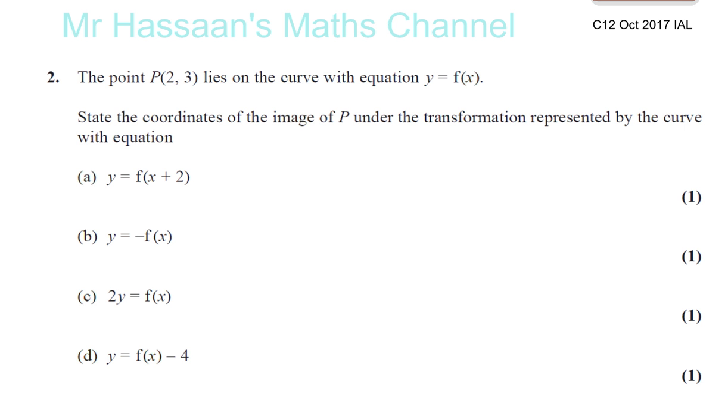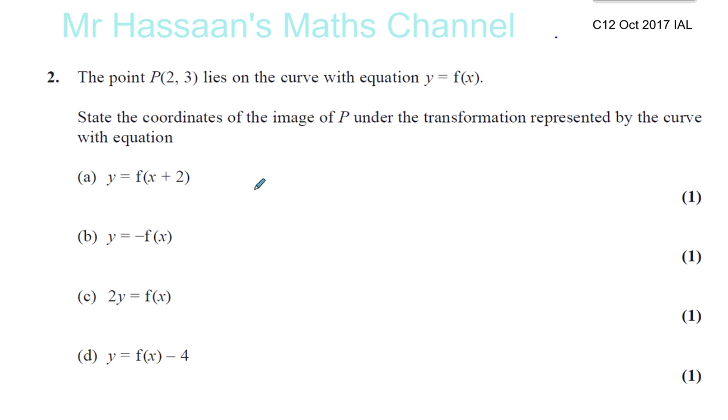Okay, now for question number 2 from the C12 paper from October 2017, International A-Level IAL. Here's a question about transformations of graphs. A pretty simple question. There's a point P(2, 3) that lies on the curve with equation y equals f of x. State the coordinates of the image of P after the transformation represented by the curve with the following equation.